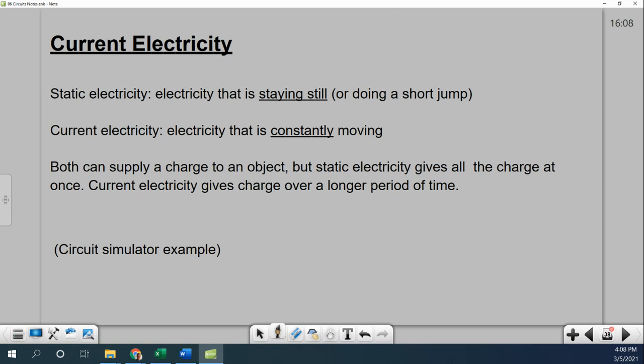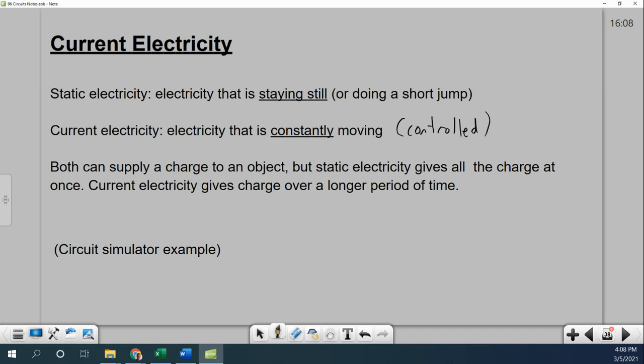Current electricity, well, let's review. Static electricity is electricity that's staying still, right, or doing a short jump. Current electricity is our electricity that's constantly moving and controlled. It's in a circuit of some sort. Both can supply a charge to an object, but static electricity gives all the charge at once, right? It jumps like a spark.